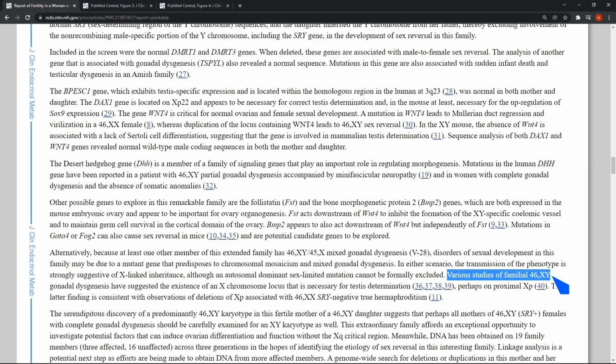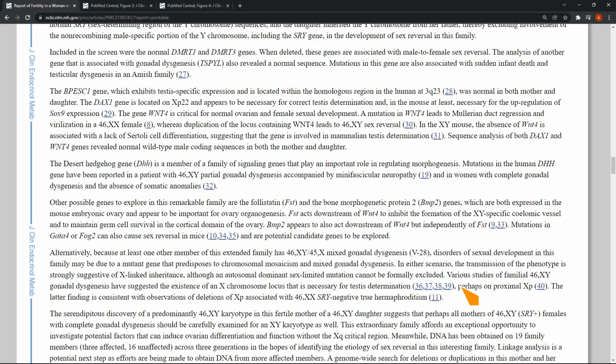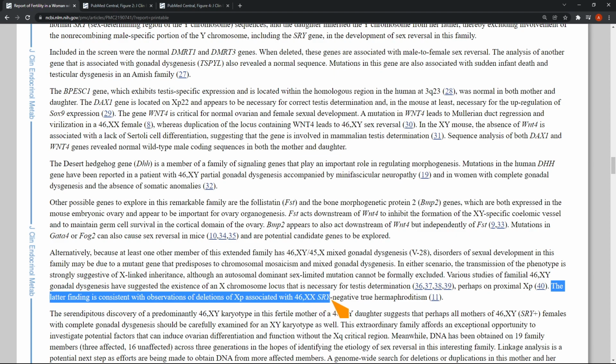Various studies of different XY gonadal dysgenesis have suggested the existence of an X chromosome locus that is necessary for testes determination. So these are a couple more papers that are saying there's a gene on the X chromosome somewhere that determines whether testes are made or not. Perhaps on proximal XP. So the P arm is the long arm of the X gene. The latter finding is consistent with observations of deletions of XP associated with 46XX SRY negative true hermaphroditism.